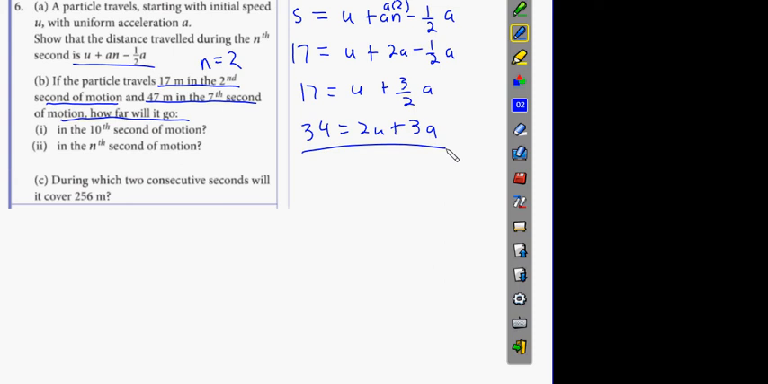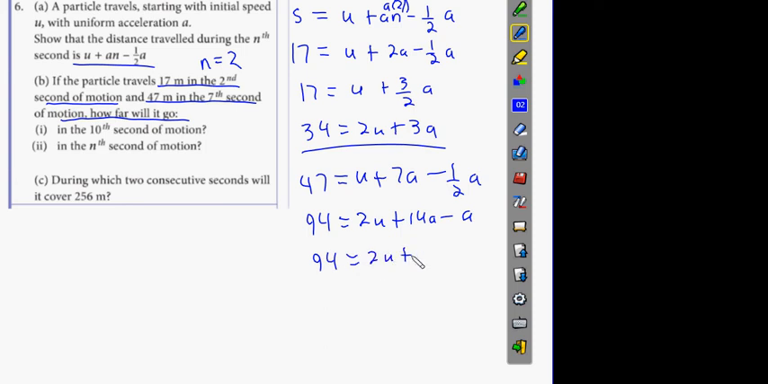Next, we're going to use the same data here. 47 equals 7 seconds, so it's going to be u plus 7a, 8 times 7 this time, and then minus a half a. Once again, multiply everything by 2. We're going to get 94 equals 2u plus 14a minus a. 94 equals 2u plus 13a.